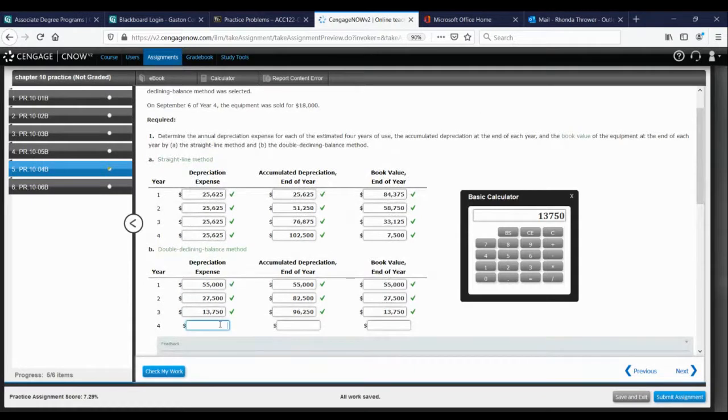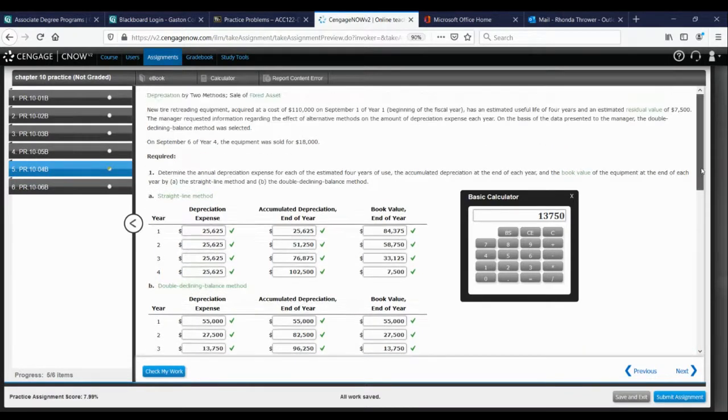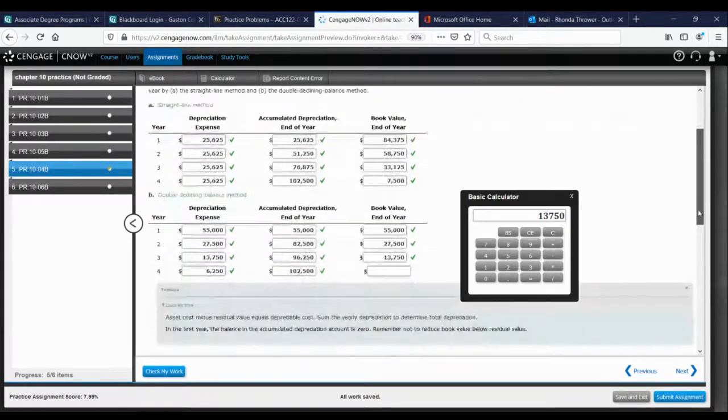And in the last year, the depreciation expense that we had to determine was 6250. The accumulated depreciation was 102,500. And the book value would be equal to the scrap value, and the scrap value was 7,500.